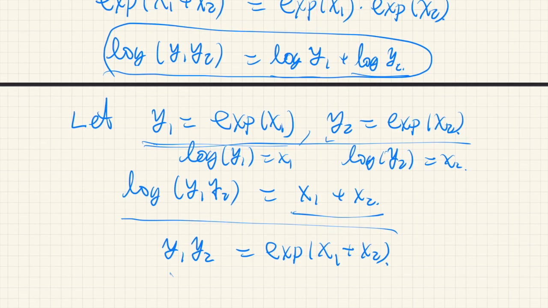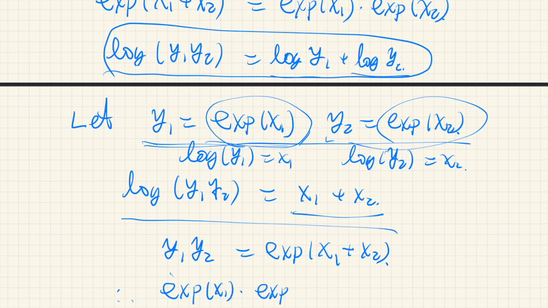However, y1 is this and y2 is this. Therefore, we have exponential of x1 times exponential of x2 is equal to exponential of x1 plus x2, and we are done.